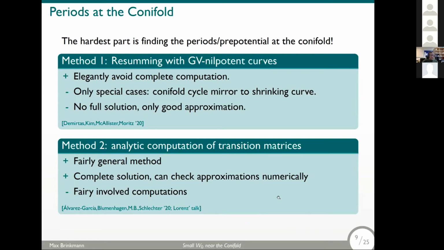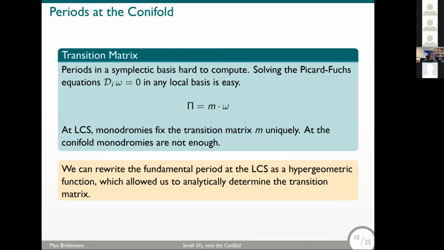Our method, however, is a slightly more general method, and as Lorenz already said, in principle, it's a very general method. And we do have a complete solution, so we have all the periods, and thus we can check the approximations numerically in the end. However, finding these periods is a fairly involved computation. As Lorenz already said, we are looking for a transition matrix from a local basis omega to the symplectic basis large pi.